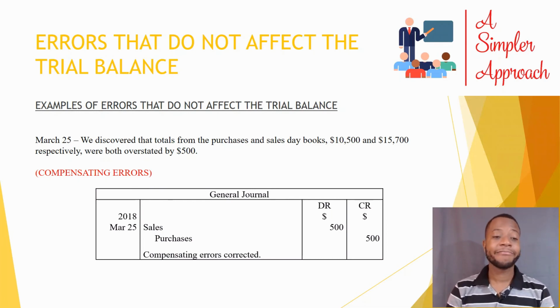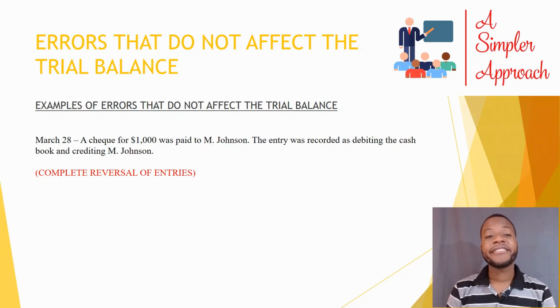Yes. It's easy. Yeah, really, really easy. Oh, there's one more. My memory did not serve me well. I'm getting old. Okay, so a check for $1,000 was paid to M. Johnson. The entry was recorded as debiting the cash book and crediting M. Johnson.